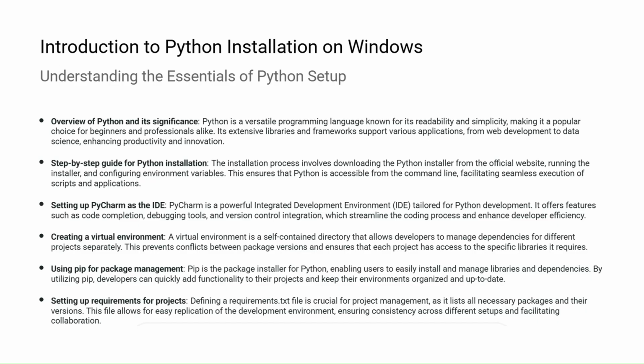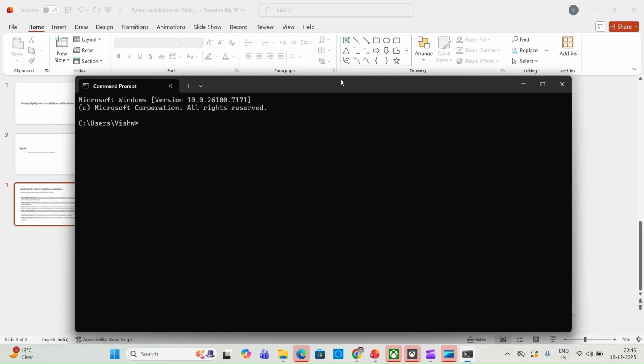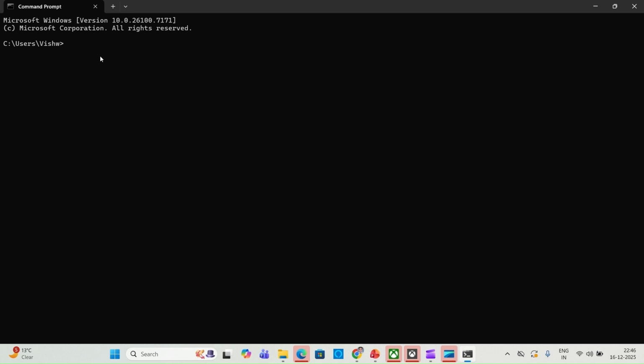So let's get started. Okay, so before that, to verify if Python is installed in your system or not, for that we need to open the command prompt window. Yeah, so over here we will be typing one statement called python space hyphen hyphen version. Okay, so now this says Python is not recognized as an internal or external command. That means Python is not installed in the system.